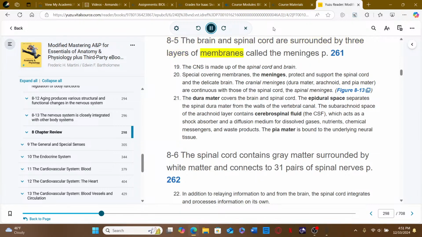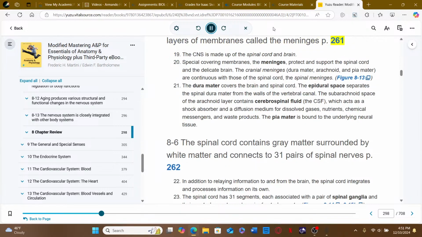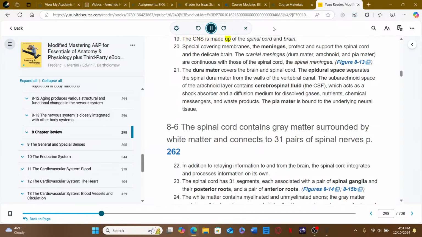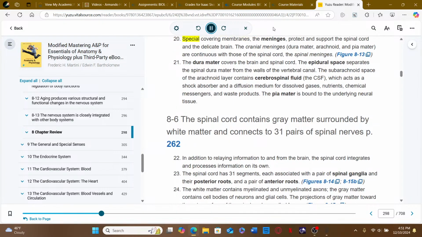8-5: The brain and spinal cord are surrounded by 3 layers of membranes called the meninges. Page 261. The CNS is made up of the spinal cord and brain. Special covering membranes, the meninges, protect and support the spinal cord and the delicate brain. The cranial meninges, dura mater, arachnoid, and pia mater, are continuous with those of the spinal cord, the spinal meninges.